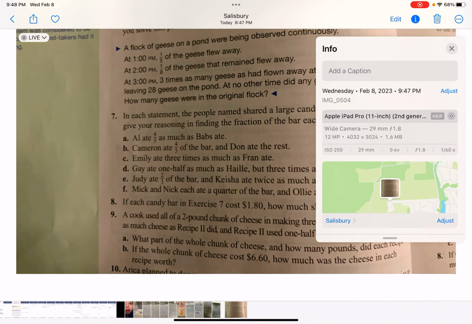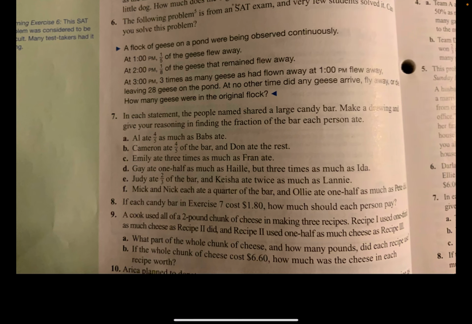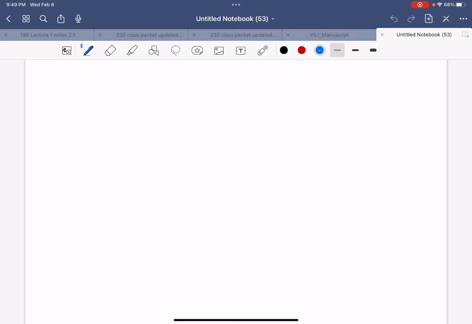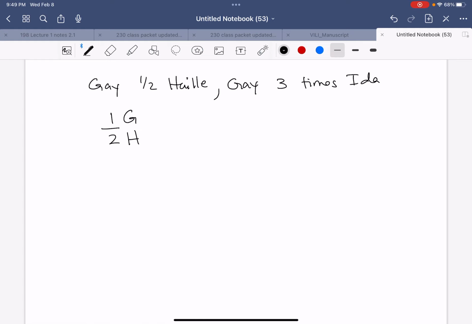So Gay ate 1/2 as much as Hallie, but 3 times as much as Ida. So half as much as Hallie or Haley, and 3 times as much as Ida. So if we're going over here, the first one, let me jot it down. So Gay, half Haley, Gay, 3 times Ida. Okay, so if I convert those into ratios, the first ratio is 1/2, and that's comparing Gay to Haley. And the second one is the ratio 3, which is going to be 3/1, which again is comparing Gay to Ida.